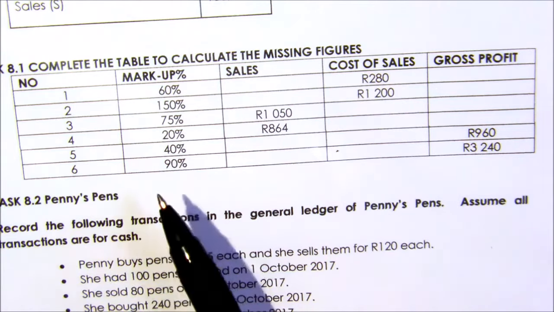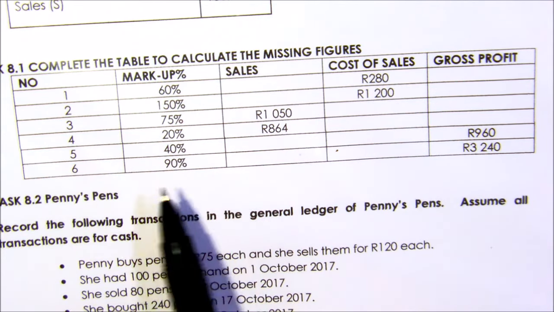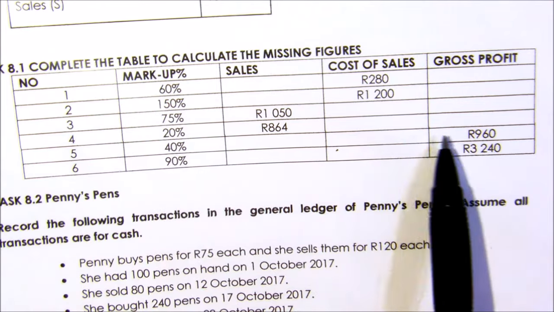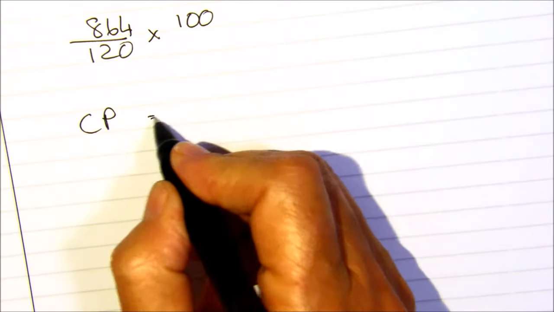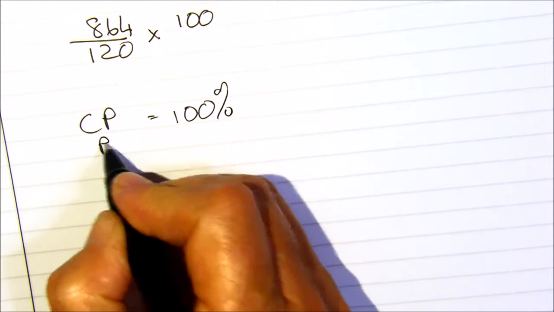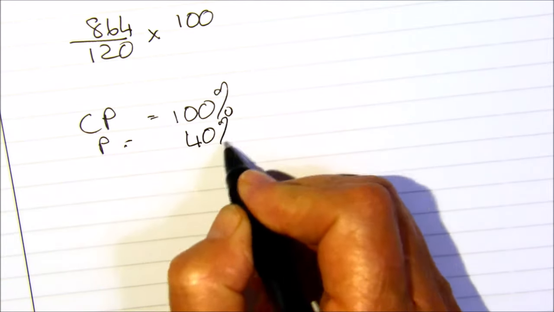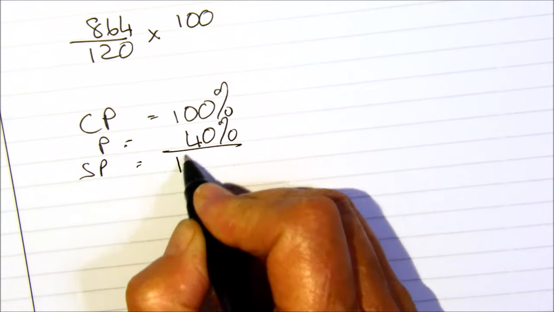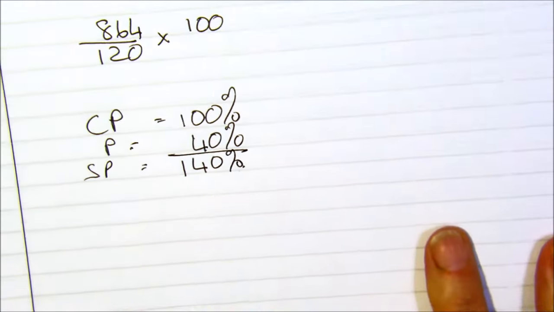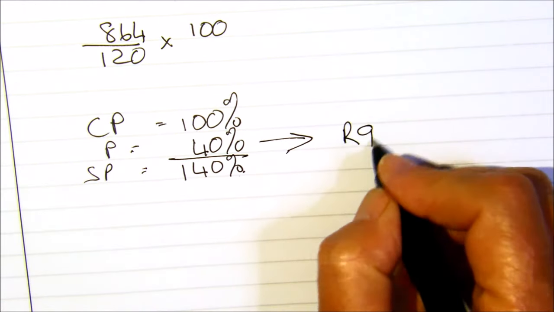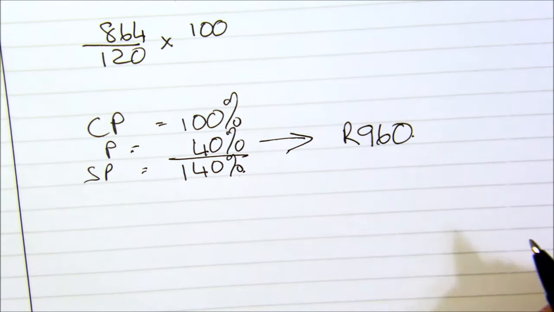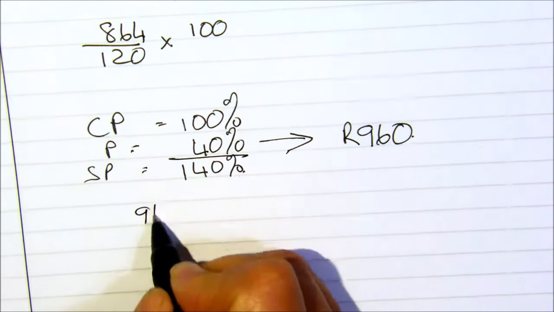Now, if you look at number 5, might sound a bit complicated, but it's the same principle. You're given a markup of 40%, but this time you're told you got the gross profit. So, same thing again. I still start with the cost price of 100%. My profit is 40%. So my selling price, the two together, 140%. But now this time you're given the profit figure. This is the figure you were given. That's 960. So to calculate, we do exactly the same.